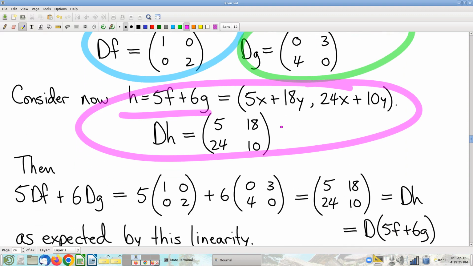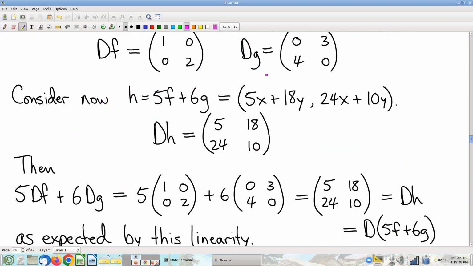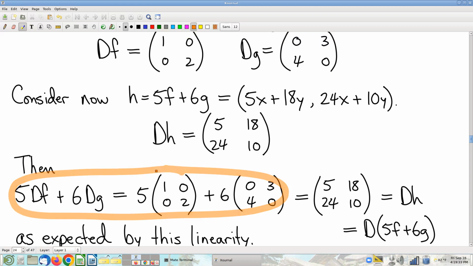You can look at this combination of the derivatives. You can look at the derivative of the combination, and same thing. Again, it's just a matter of checking the arithmetic. Multiply this out, confirm that it's the same as that. And so we have, at least in this example, an example of the linearity of the D operator.